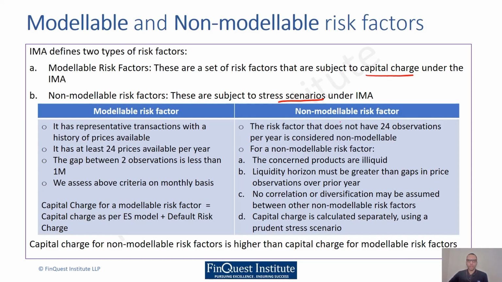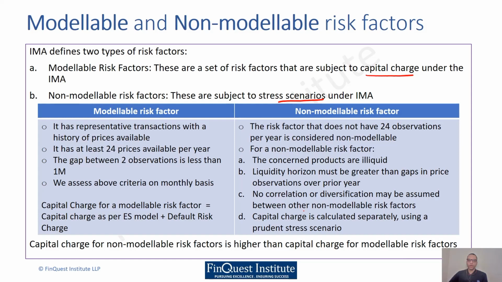Now, let's look at the non-modellable risk factors. If a risk factor does not have 24 observations per year, it is considered non-modellable. One can imagine that this is like an illiquid risk factor. So for non-modellable risk factors, the concerned products are naturally going to be illiquid, because if your risk factors themselves are not available, how exactly will we use them in the products, isn't it? So concerned products also are treated as illiquid. The liquidity horizon must be greater than the gaps in the price observations. So we had seen a mention of liquidity horizon earlier as well. So that way, the appropriate liquidity horizon needs to be used.